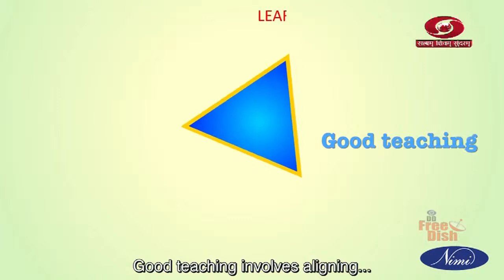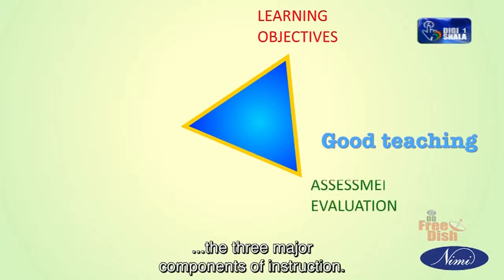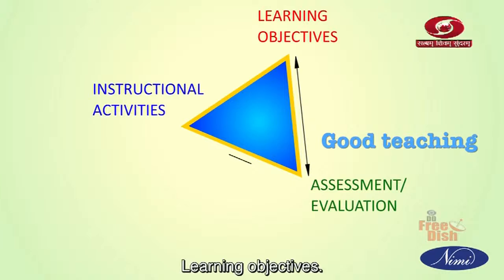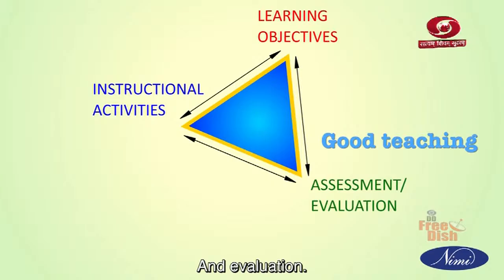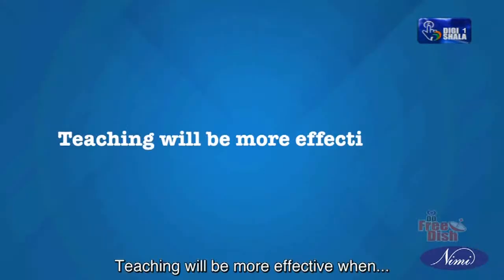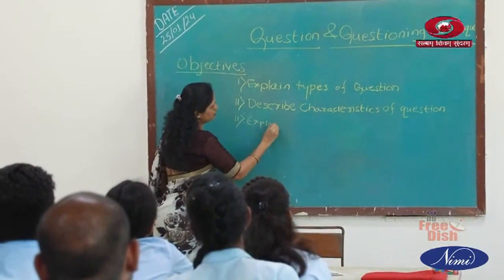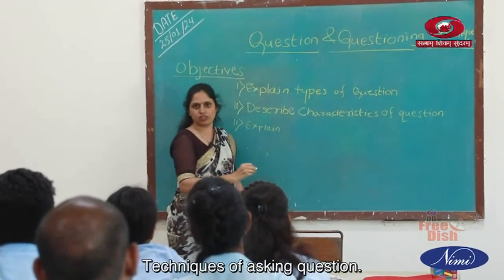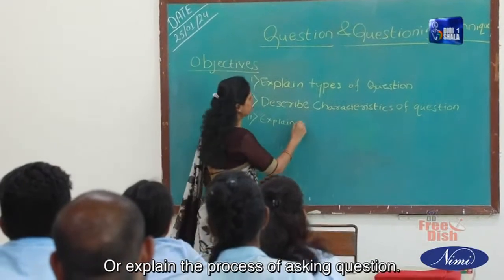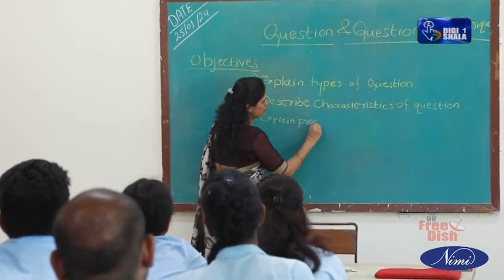Good teaching involves aligning the three major components of instruction: learning objectives, instructional activities, and evaluation. Teaching will be more effective when you are able to explain the techniques of asking questions, or explain the process of asking questions.